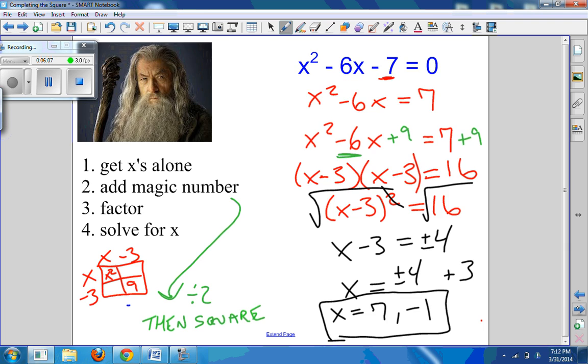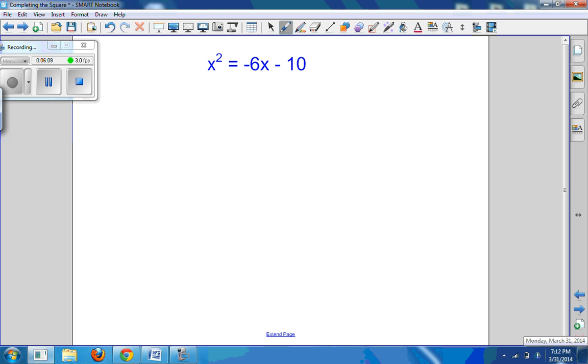Alright, let's look at one more, real quickly. The first step is to get all the x's to one side. So I'm going to take this minus 6x and move it over to the left side, so I need to add 6x to both sides. If you want to, you can pause it and try it on your own, see if you can figure this out.